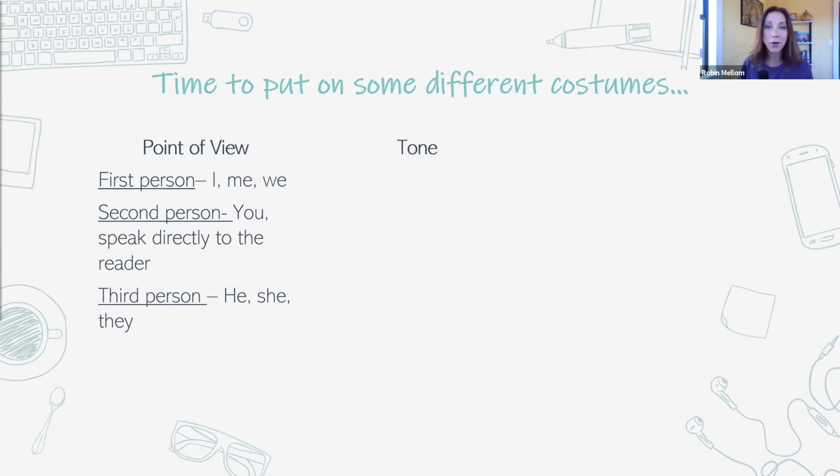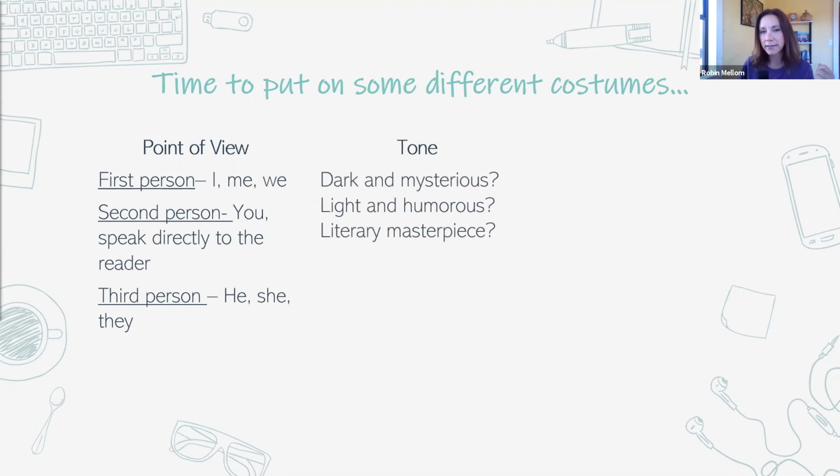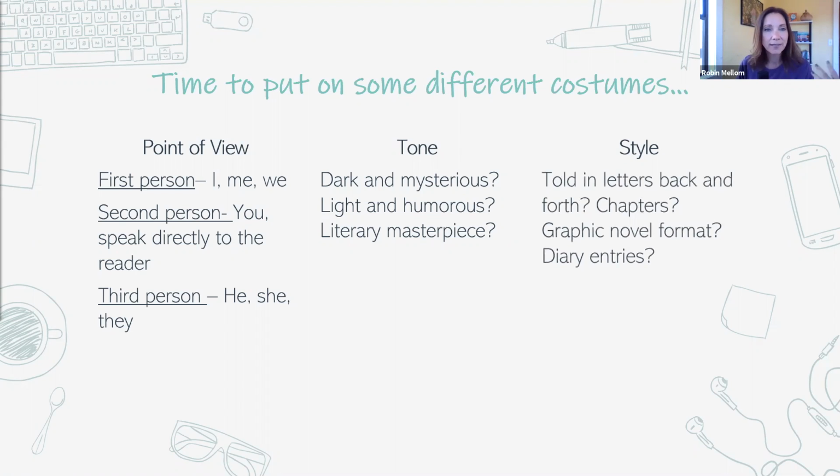Then I play with tone. And when you do tone, you might make it like dark and mysterious, or you might decide to make it really light and humorous, whatever it is that you want to do. Lindsey will make it a literary masterpiece. Who knows? And then finally, I kind of play with the style of it or the format. Is it going to be letters, chapters? Is it going to be like a graphic novel, diary entries? How that works for you. Try different things.